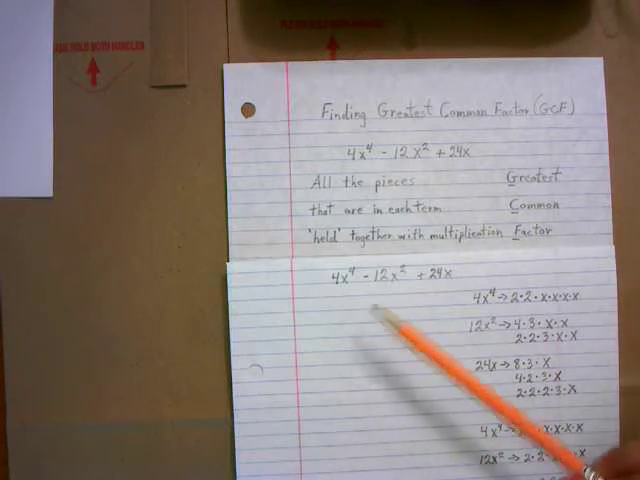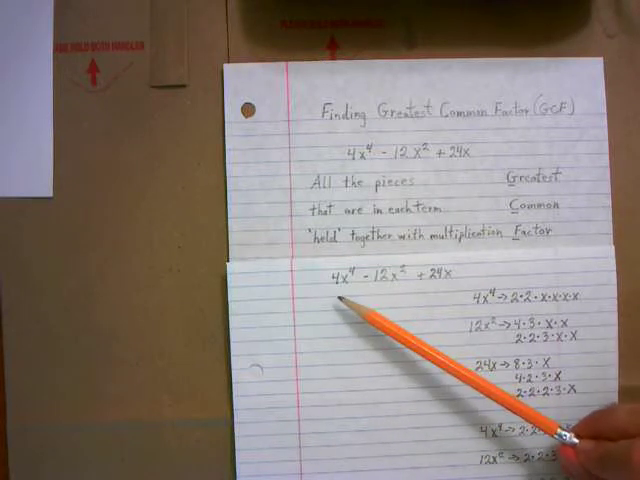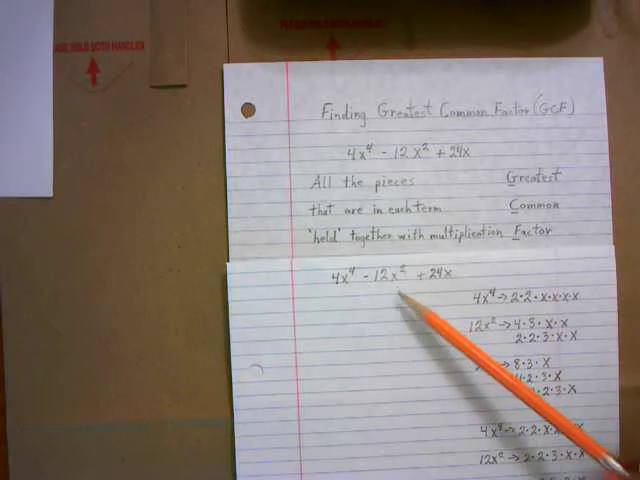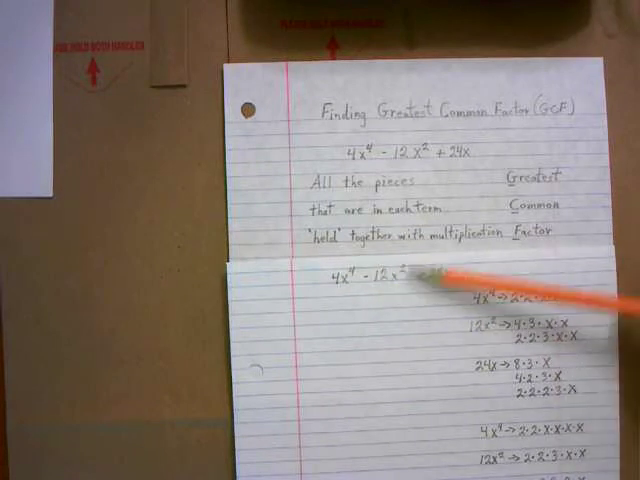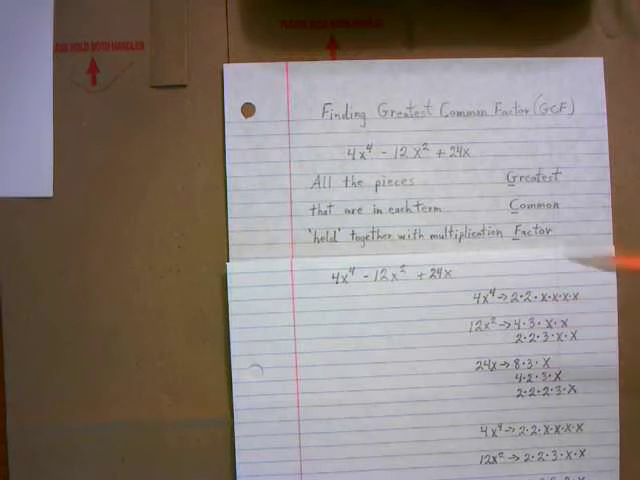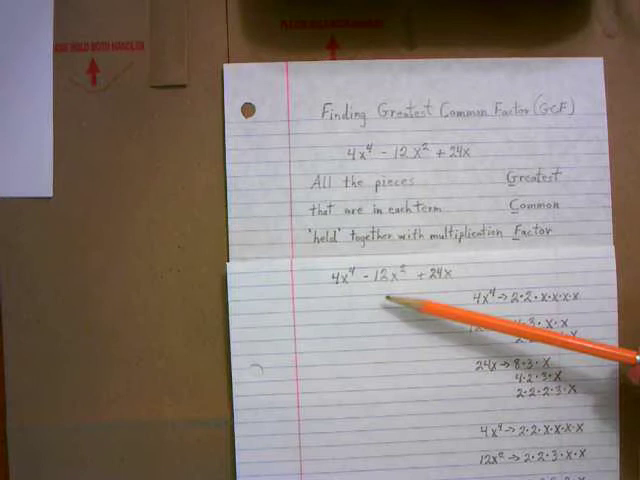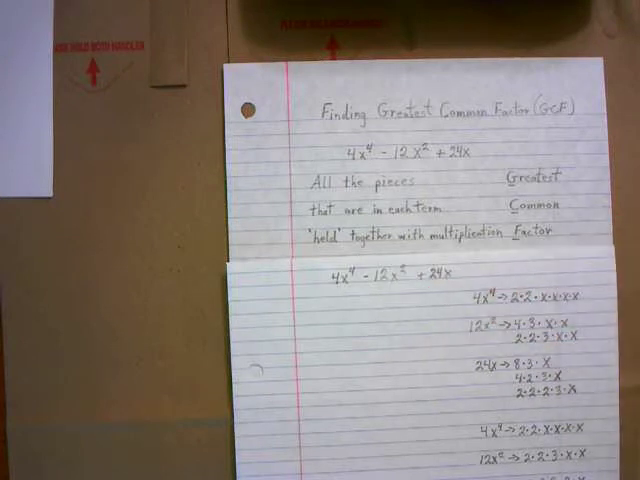Well, let's take a look at this. We're going to find the GCF for 4x to the fourth minus 12x squared plus 24x. And we say, well, what are all the pieces that we can gather up that are in all of these terms? Got to be in each one. The way we'll do this is we'll take each term and break it down into its very smallest parts, and then we'll see what parts match up.